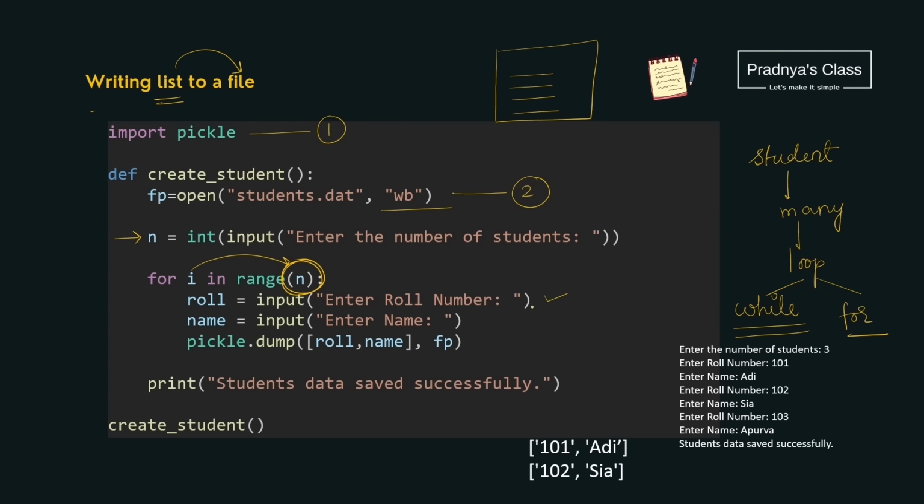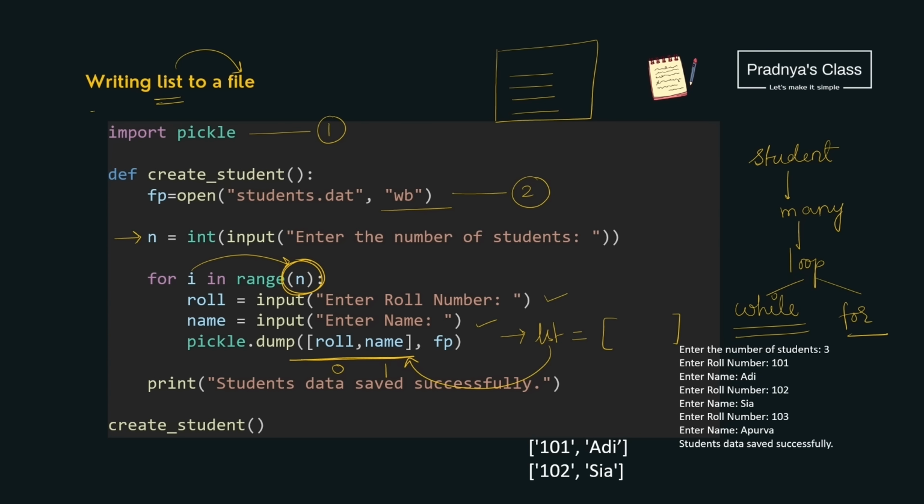We are taking roll number and name. In the form of a list we are going to enter data to the file. That's why we are creating one list here. The first element is roll number and the second element is name. You can do one more change if you want. Store the list in one variable and that variable name you can specify here.